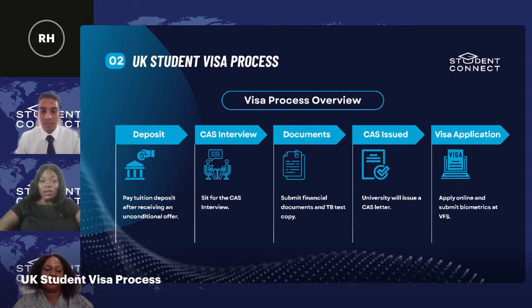Okay, it's usually an official document issued by a UK university to an international student who has been offered a place on the course. It is a crucial requirement that you need to proceed to applying for a UK student visa. Without this document, you cannot proceed with your application.